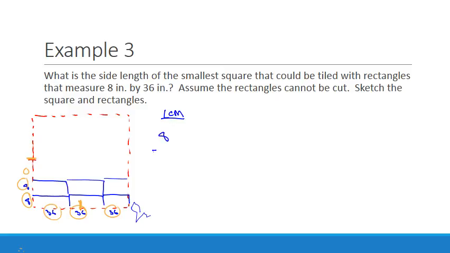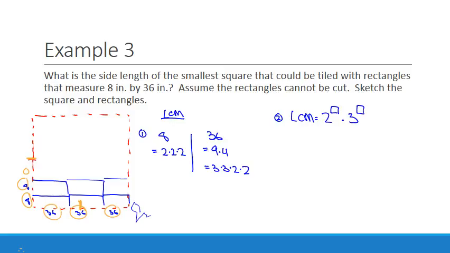So 8, that's 2 times 2 times 2. 36 is 9 times 4, which is 3 times 3, and then 2 times 2. And again, that was step 1. This is step 2. To find my LCM, I see that there's some 2's and I see that there's some 3's. The greatest power of 2 that I see would be right here, because that's 2 to the power of 3. This one's only 2 squared, so 2 to the power of 3 wins out. And with the 3's, there's only one option, that's 3 squared.